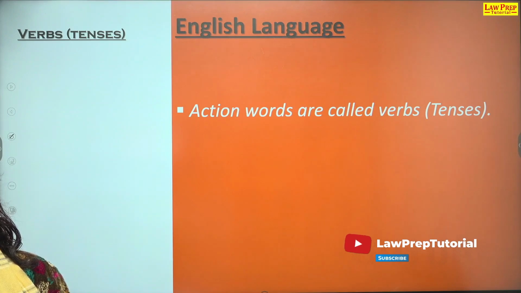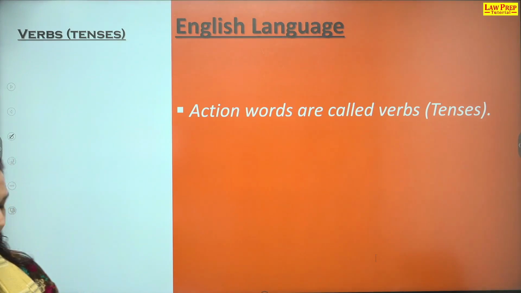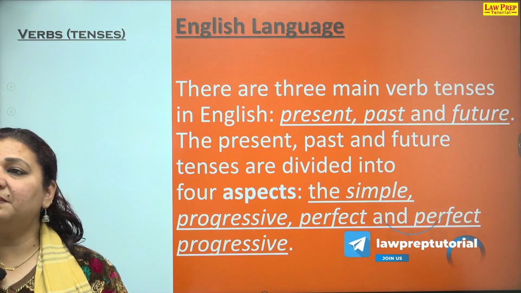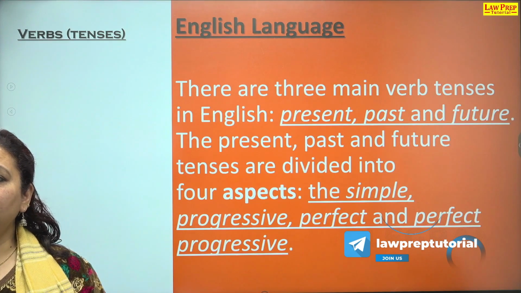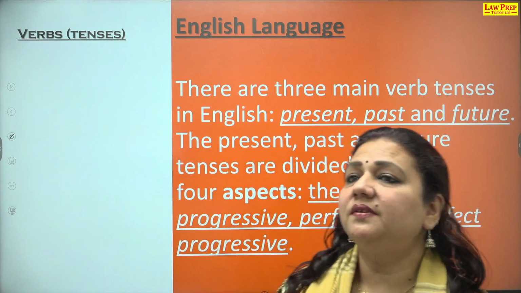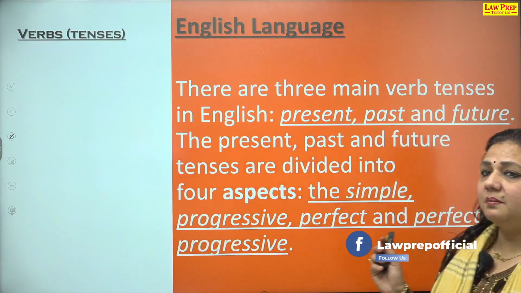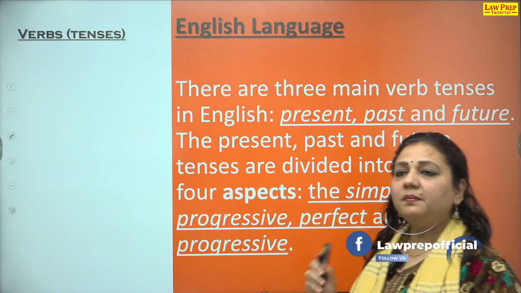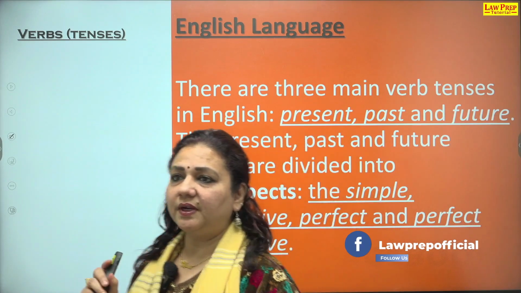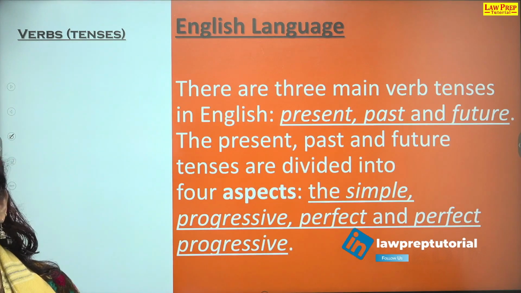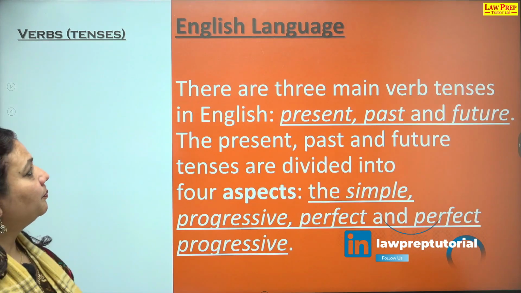Now turning further to the scenario, in the English language there are three main tenses: present, past and future. Each tense is divided into the simple, progressive, perfect and perfect progressive, like simple present, present perfect, present continuous and present perfect continuous. This is the division that we make of the tenses.